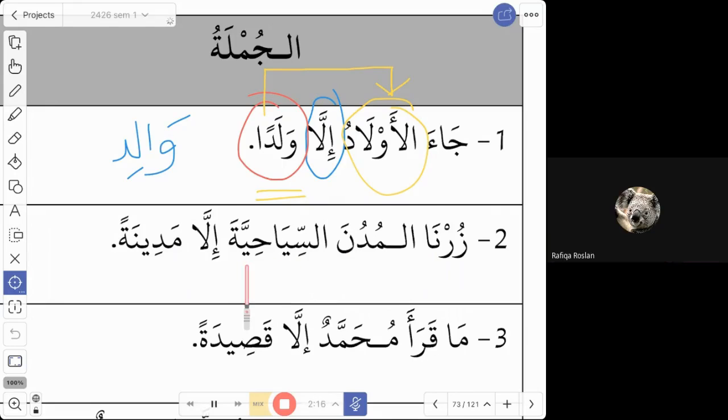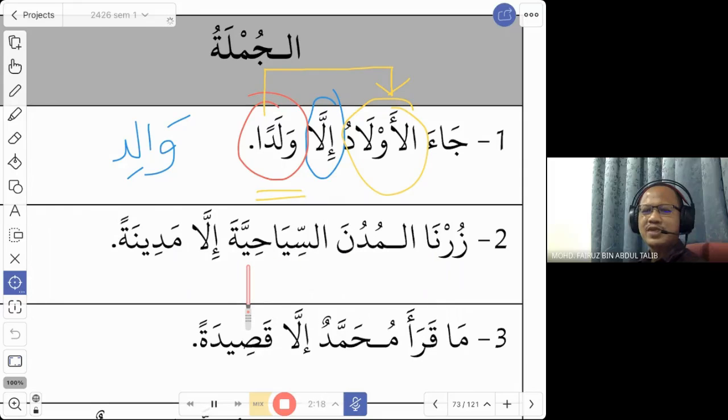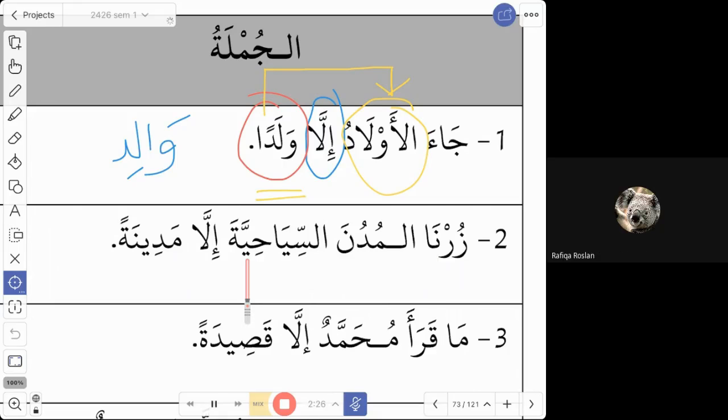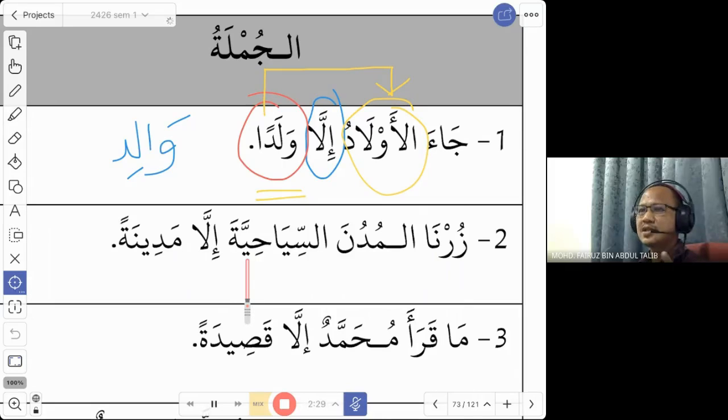Siyahiyah. This is from the word siyaha. Anyone knows the meaning of siyaha? Touristic. Siyaha is tourism. So this is the touristic cities, cities of tourists, mudun siyahiyah, illa madinatan, except for one city. I did not visit one city. I visited all those cities except for one city.